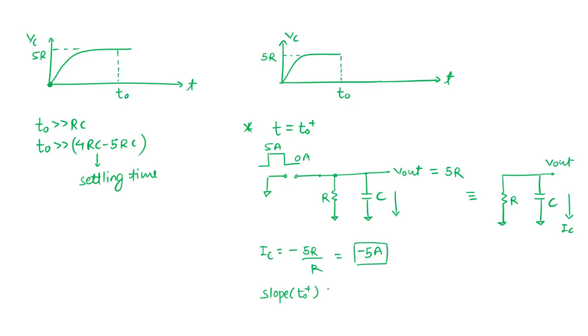So what is the slope at T0 positive? Here it is minus 5 by C. The initial slope was also 5 by C, and here the slope is also minus 5 by C. So what we are seeing is that the capacitor will start discharging and it will discharge to 0, because after T naught we have a lot of time to discharge the capacitor, because no other pulse or input excitation is applied after T naught.